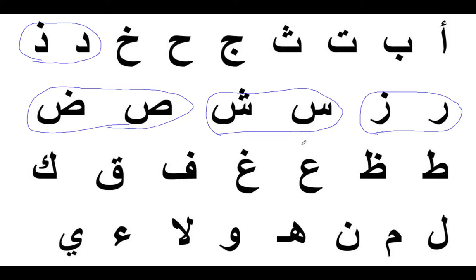I'm going to circle one more, and then I want you to circle the last group of opposite letters. This is ain and ghain. So again, they are opposite letters. They almost look the same, but one of them has an addition. If you pause the video right now, you'll notice that the last opposite pair is ta and za.